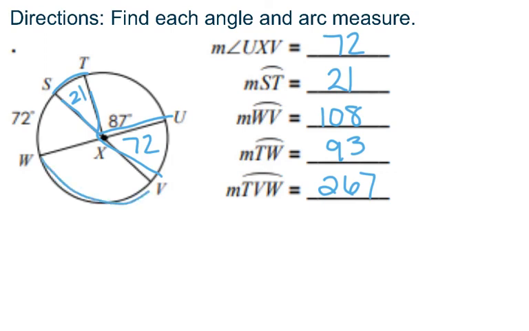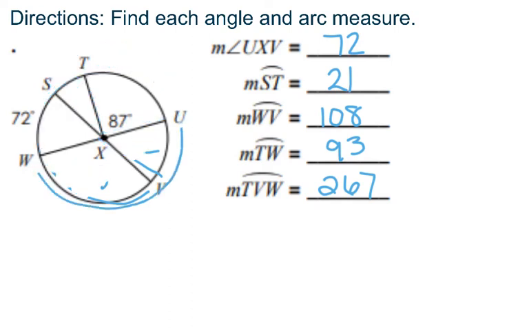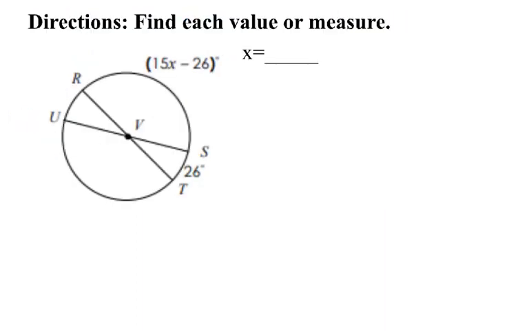That's the same as, you can kind of look at it, the same as these two over here. So if I add those two together, I get 108. When it asks for TW, I just have to add the 72 and the 21. And then when it says TVW, I had to add 87, 72, and 108. So that was really ugly, sorry, but that's how you get all those answers. So hopefully you got the same thing. If not, you can ask me for a little more clarification.